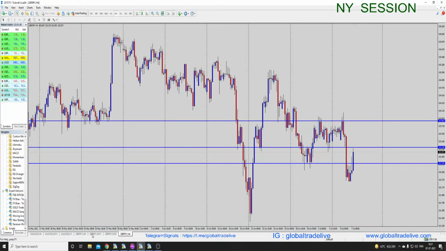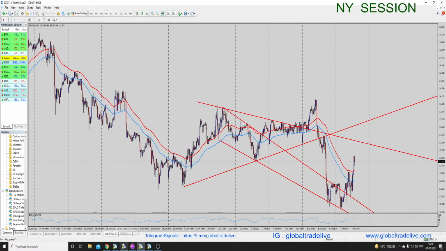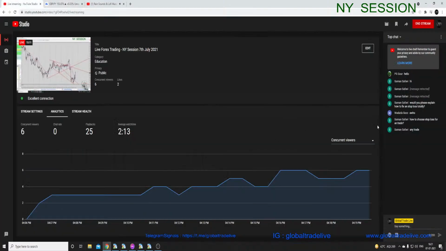Okay, so let's see here. What do we have on the sell side? Nothing here on the sell side. Yeah, buys is totally buy. How to choose stop loss for a trade? Okay.